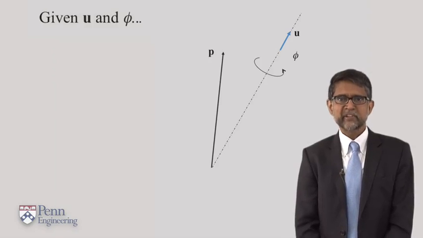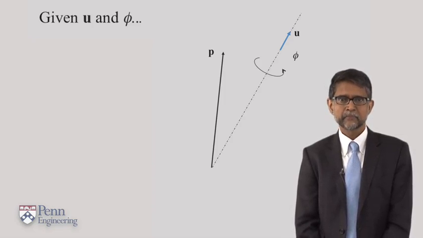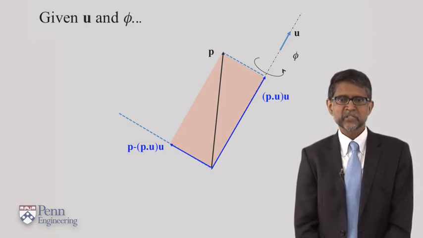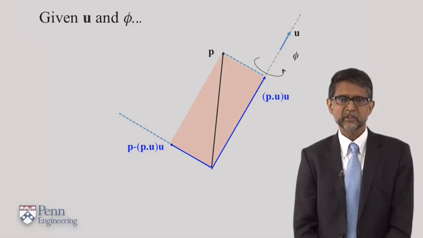Let's consider a generic vector p, and let's see how this vector p gets rotated if the rigid body to which it's attached gets rotated about the axis u through an angle phi. Before we do that, I want to break this vector up into two components. One that's parallel to the vector u, and the other that's perpendicular to the vector u. The one that's parallel to the vector u, I can obtain by projecting it along u. And then if I subtract that projection, I get the vector that's perpendicular to the vector u.